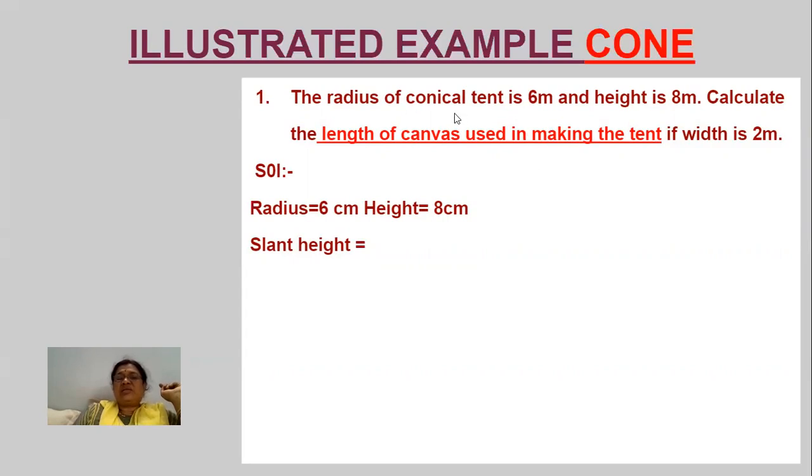See here, the radius of the conical tent is given, that is 6 centimeters, and the height is given. What you have to calculate is the length of canvas used in making the tent. So how much canvas is required to prepare that conical tent. So which one will you take? You'll take LSA, TSA, or volume. Which one will you take here?